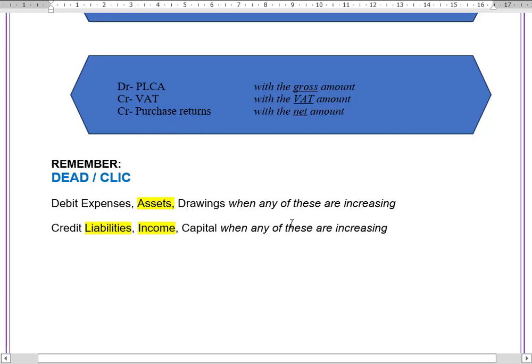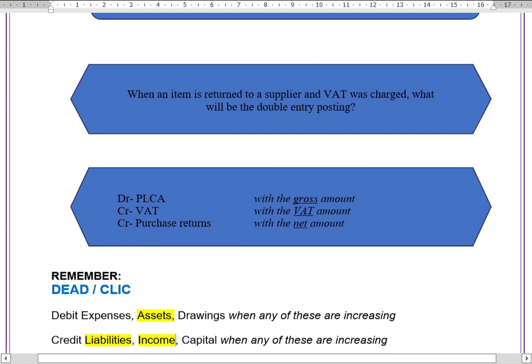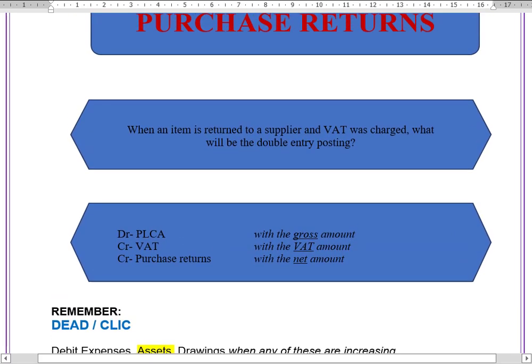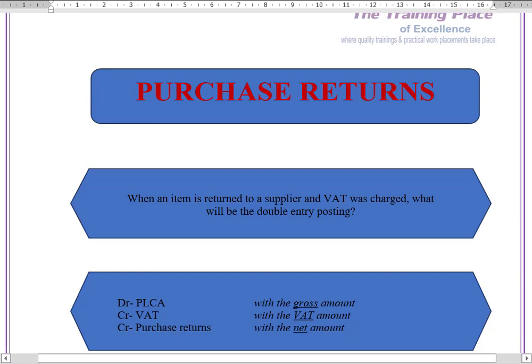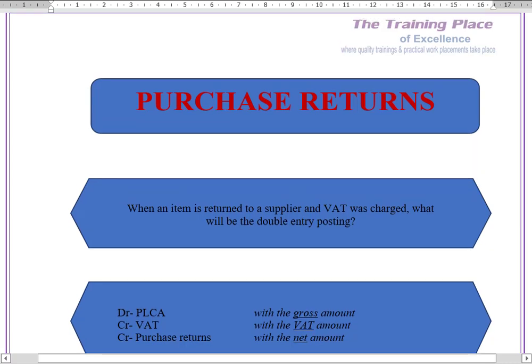I hope that has been useful. When you have a purchase return, you need to remember you will debit your PLCA, credit your VAT, and credit your purchase returns. Again, we hope it's been useful. The knowledge of your double entry in an accounting capacity is very, very important.